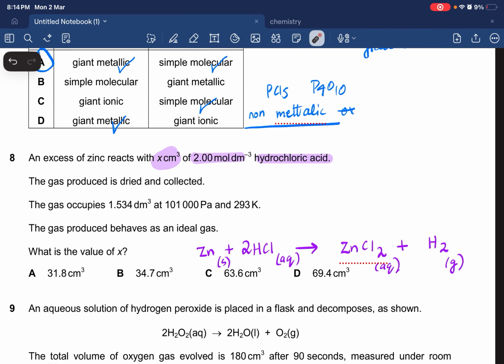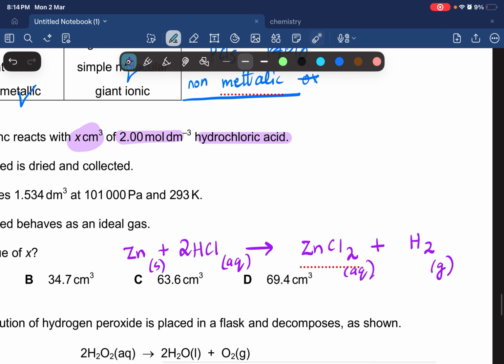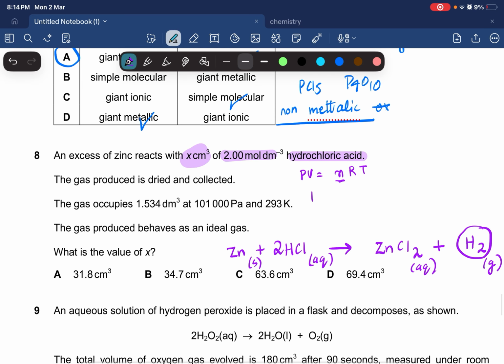No worries at all. First things first, we have to calculate the moles of H2. We know the formula PV equals nRT. We have to find n, which is the number of moles. Pressure is 101,000. Volume is 1.534 dm cubed. We have to take it in meters cubed in this equation, so times 10 raised to power -3.